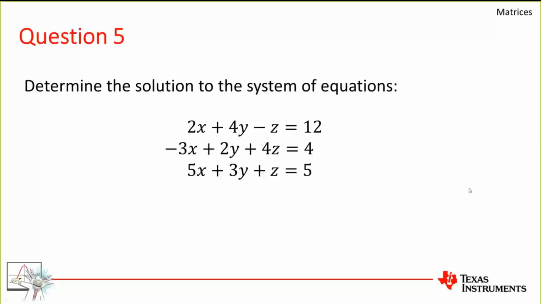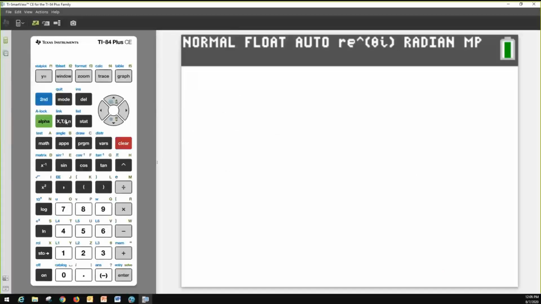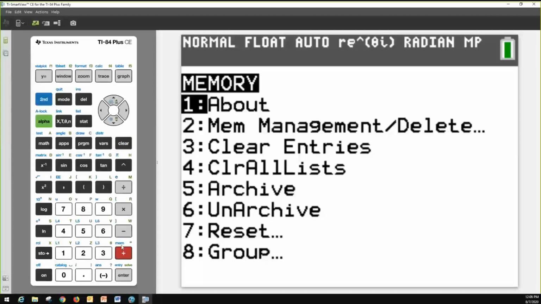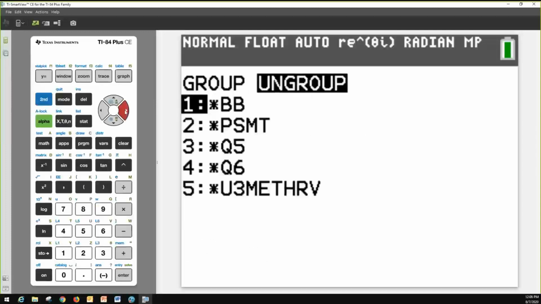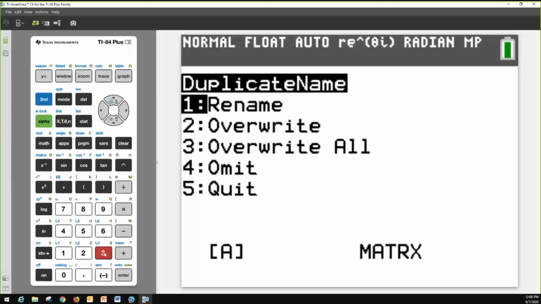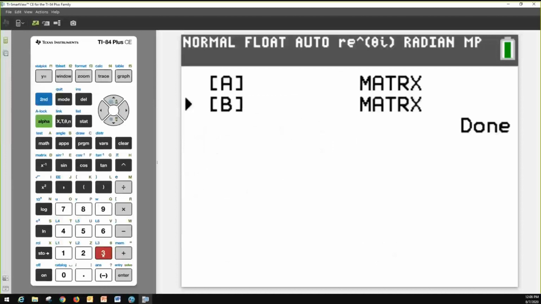Now, I know we're almost out of time for this session, so I'm going to show you another little trick. Here's one I prepared earlier. On the calculator, there's this thing called the group file. Out of the memory option, you see option number 8 is group. And I'm going to ungroup something which coincidentally I called question 5. And it says this involves some matrices. Are you okay to overwrite them? I'll say yes, please. There's no speech recognition, so you'll have to press a button and not say yes.